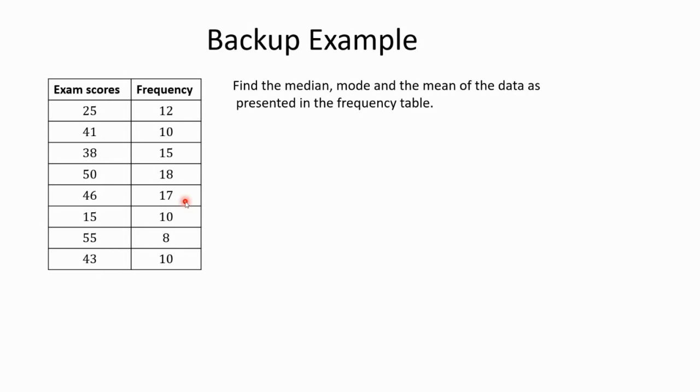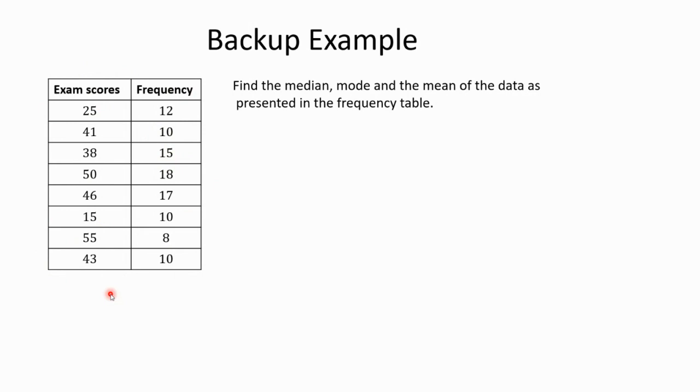So here, these are just exam scores. I don't know what the experiment was, but for now it really doesn't matter too much. Namely, we recorded different exam scores from an exam that we gave, and this is the corresponding frequency of each. We're asked to find the median, the mode, and the mean of the data as presented here.